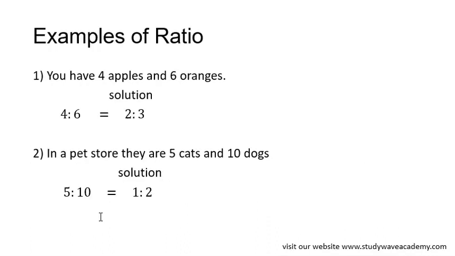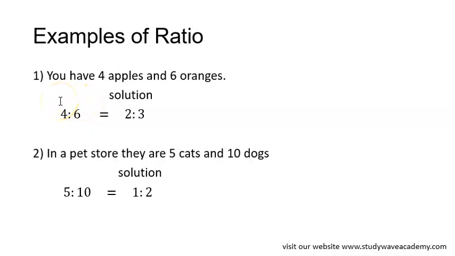We have here number 1: you have 4 apples and 6 oranges. You are comparing 4 apples and 6 oranges, so it will be 4:6. And this is not the simplest form. We can reduce it to its simplest form.